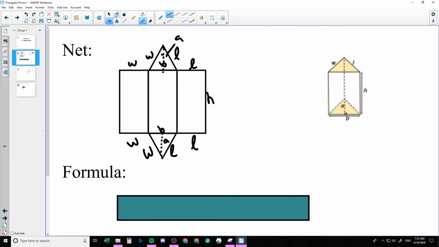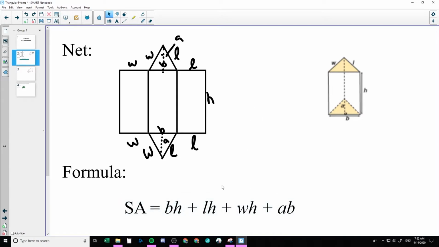Okay, so that means that our formula looks like this. Base times height, which makes sense because this rectangle here is going to be base times height, right? Then we've got length times height, which makes sense because this rectangle here is going to be length times height. And then we've got width times height, which again makes sense because this rectangle here is going to be width times height. And then we've got the height of the triangle times its base.